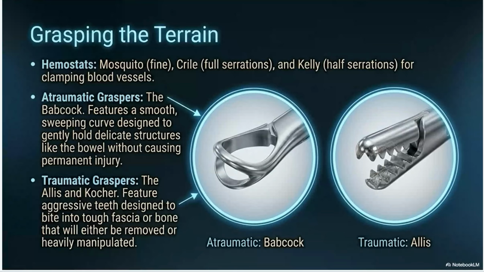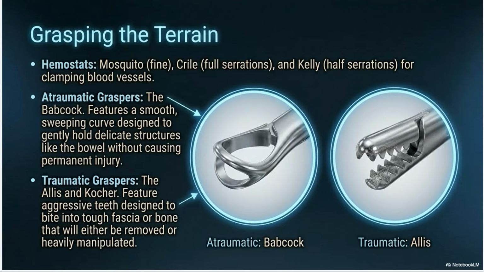Grasping the terrain. This slide introduces instruments used to hold, manipulate, and stabilize tissues during surgery. These instruments allow surgeons to move structures safely while performing procedures. One category includes hemostats, such as mosquito clamps, cryo clamps, and Kelly clamps. These instruments are used to clamp blood vessels temporarily until they can be ligated or cauterized.